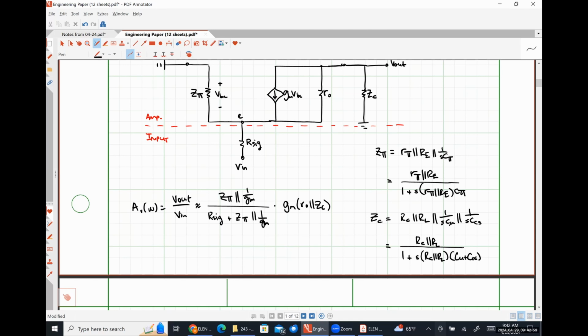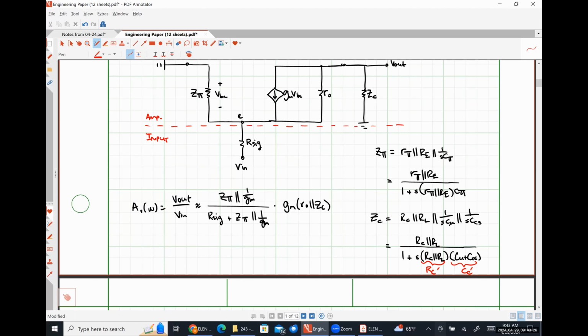And to make the algebra a touch easier, I'm going to call this bit right here RC prime, and I'm going to call this bit right here CC prime. So that's just the total resistance connected between the collector and ground, and the total capacitance connected between the collector and ground. That's going to make the algebra less horrifying when I rearrange things.